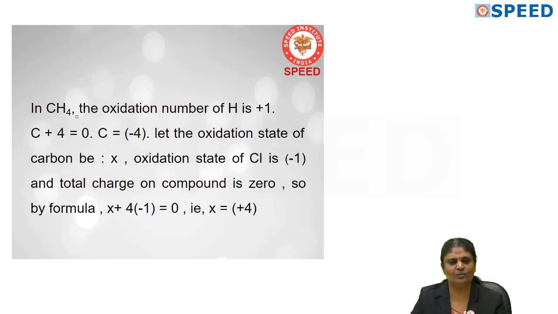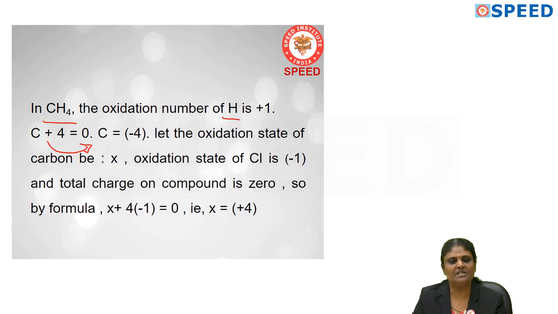Okay, in CH4 methane, the oxidation number of hydrogen is +1. So C + 4 is equal to 0. So you have to transpose this +4 from left hand side to right hand side. So the oxidation number of carbon is equal to -4.